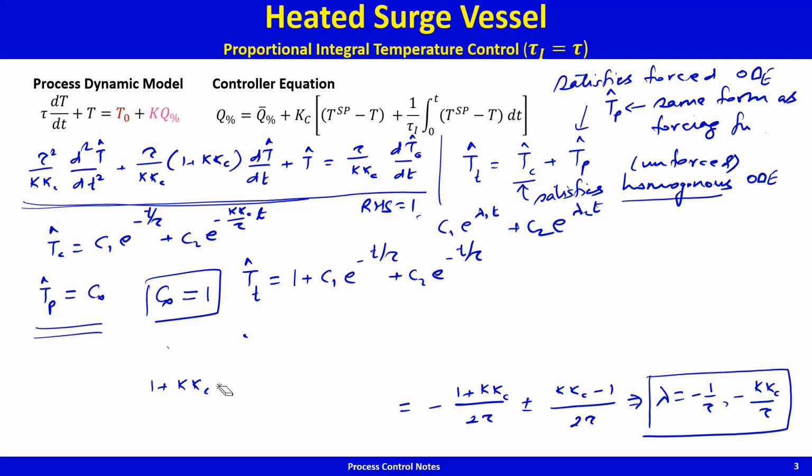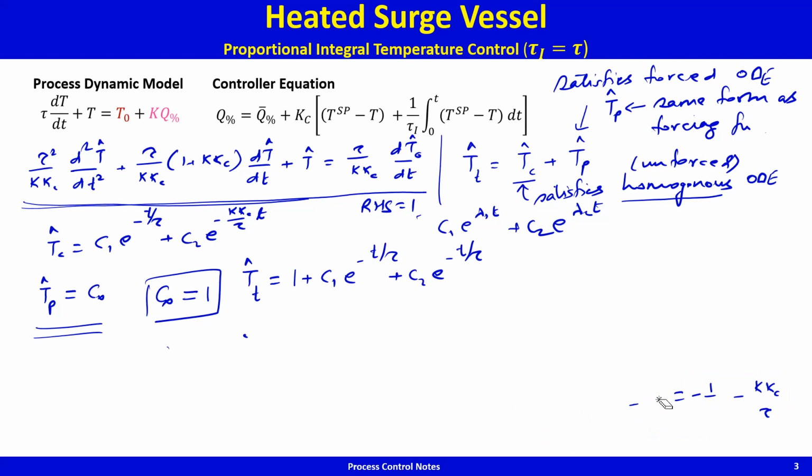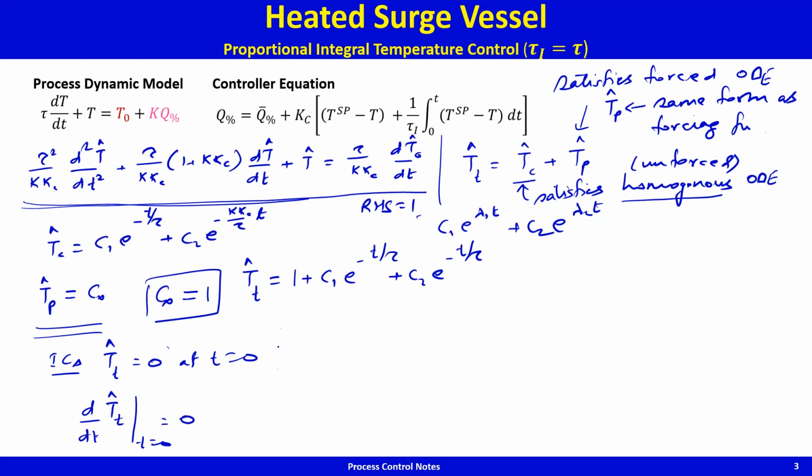What are the initial conditions? The initial conditions are at time t equal to 0, just before forcing the step, t tilde is equal to 0. Also the system is at rest, therefore at time t equal to 0, the time derivative of t tilde is 0. So your initial conditions are t tilde total is equal to 0 at t equal to 0, and d by dt of t tilde total at time t equal to 0 is equal to 0. These are the two initial conditions.